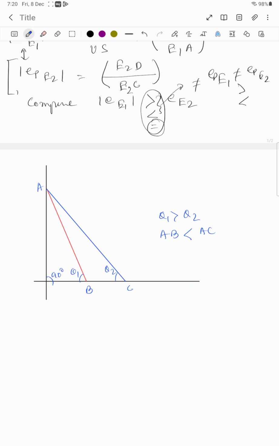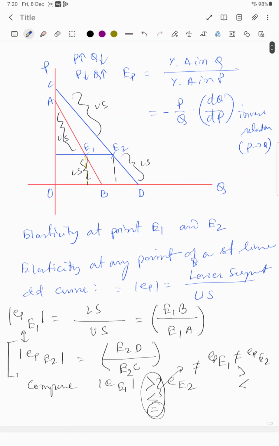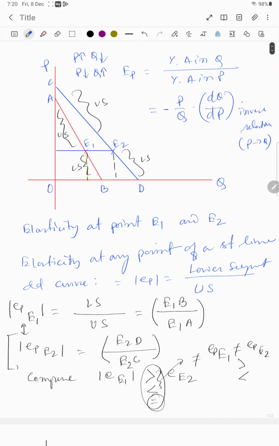Now go back to our previous figure. Theta 1 and theta 2, which one is bigger? Theta 1 is bigger than theta 2. But since A and C do not coincide, we can't say exactly whether theta 1 is greater than theta 2. Can't prove it. So how can you do that? You just have to extend the line.